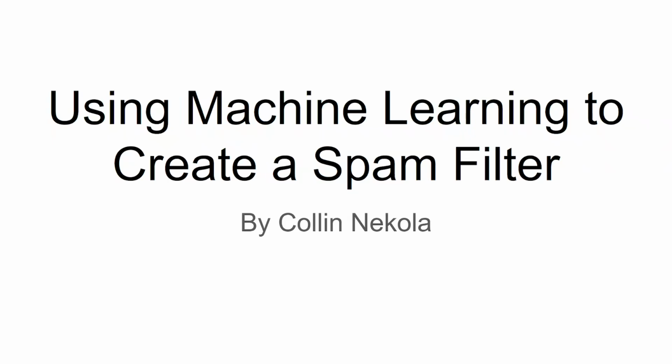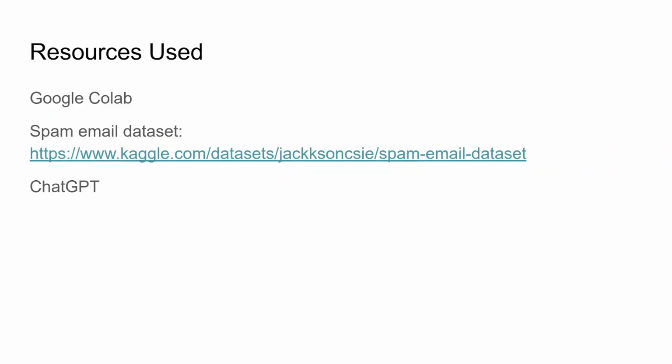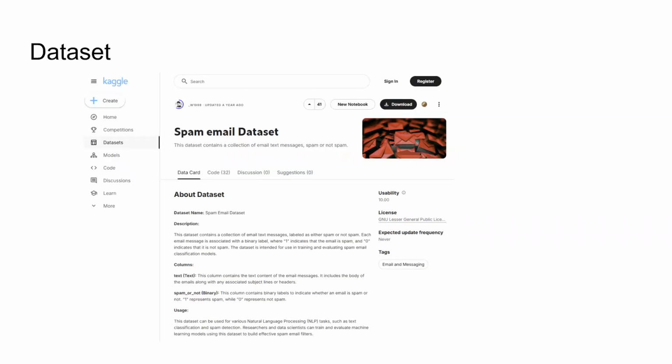Hi, for my project, I used machine learning to create a spam filter for emails. The resources I used are Google Colab, a spam email dataset, and ChatGPT for helping get the code working. Here's a picture of the dataset website.